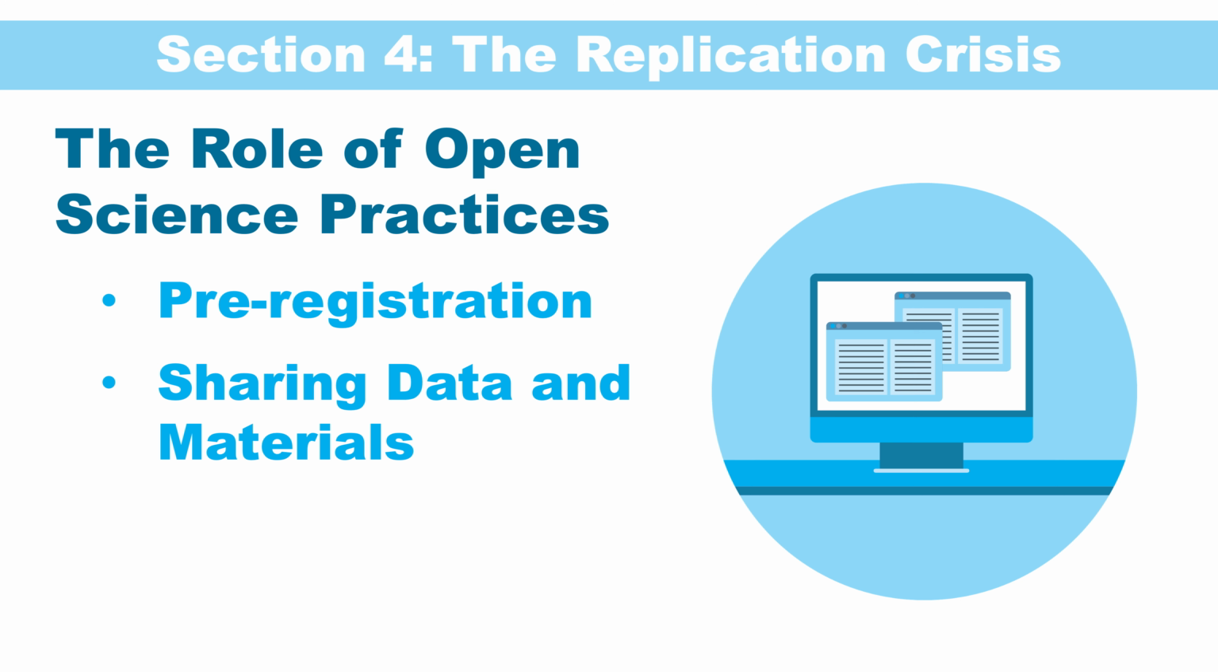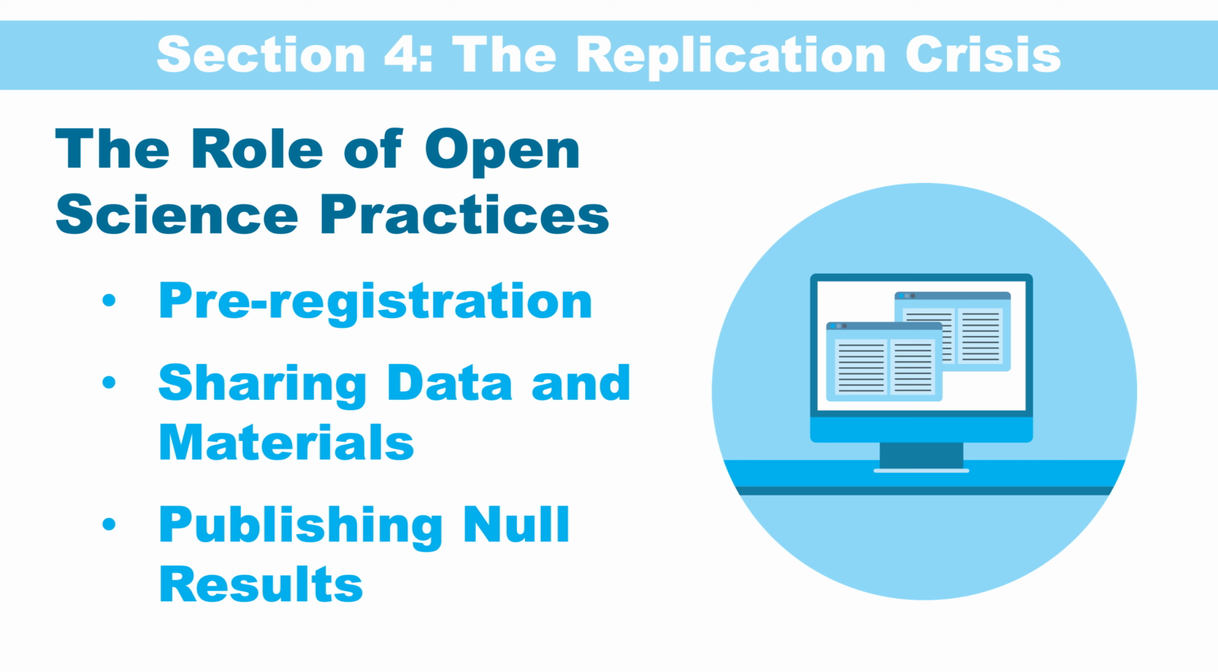It also includes publishing null results. Encouraging journals to publish studies that don't find significant effects can balance out the research landscape. By adopting these practices, we can help rebuild trust in research and strengthen the foundation of scientific knowledge itself.